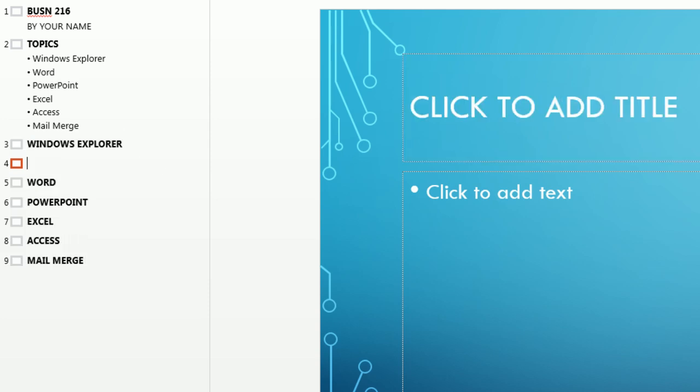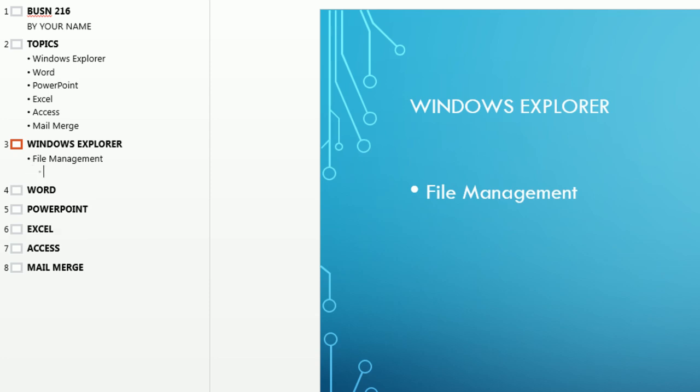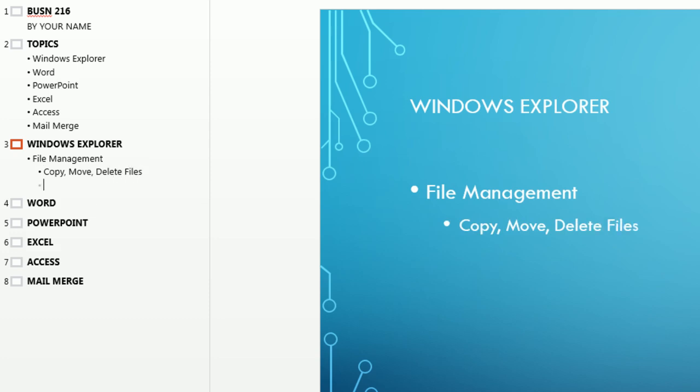Enter creates a new slide, but Tab moves in a level. Now it's a bullet under the Windows Explorer title. File Management. Enter and then Tab. Now we have some sub-bullets under File Management. Copy, move, delete files. Enter. Backup. Enter.